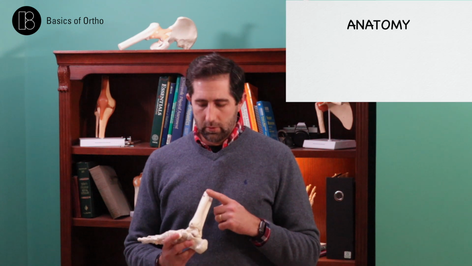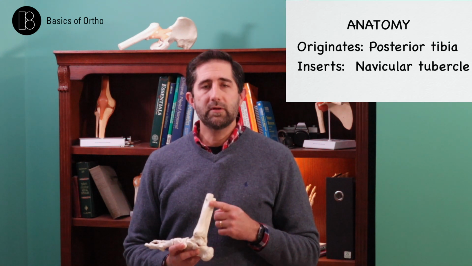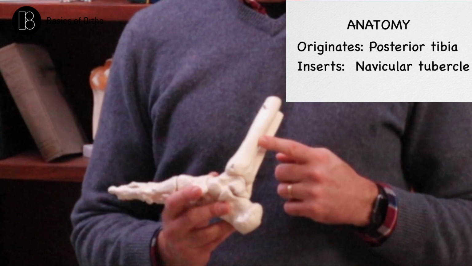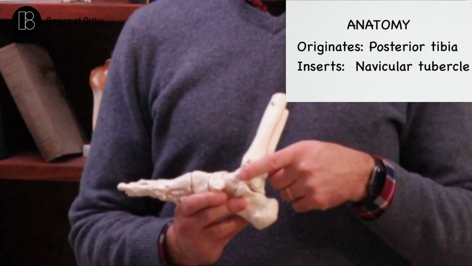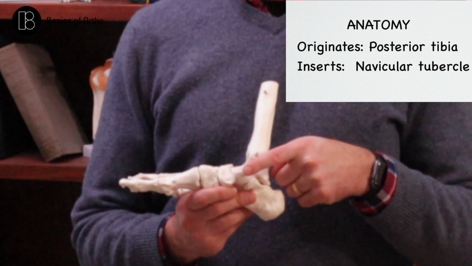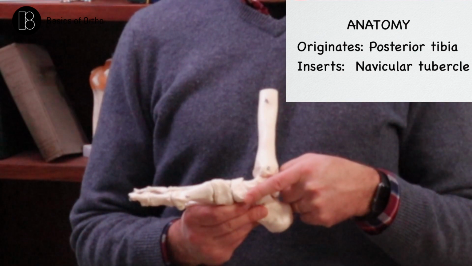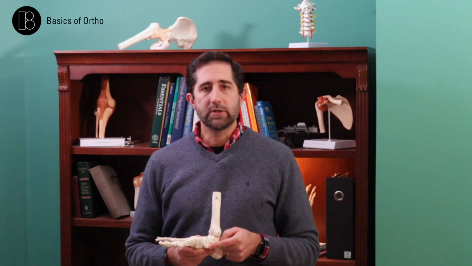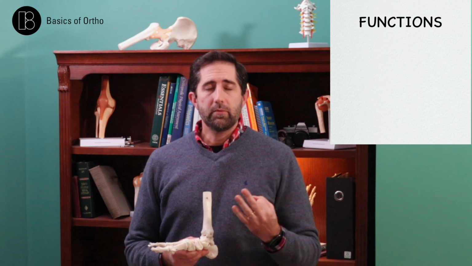So the posterior tibial tendon and muscle originates on the posterior tibia and interosseous membrane. It traverses medially, posterior to the medial malleolus, and attaches to the navicular tubercle medially at the top of our arch. Its functions are threefold.